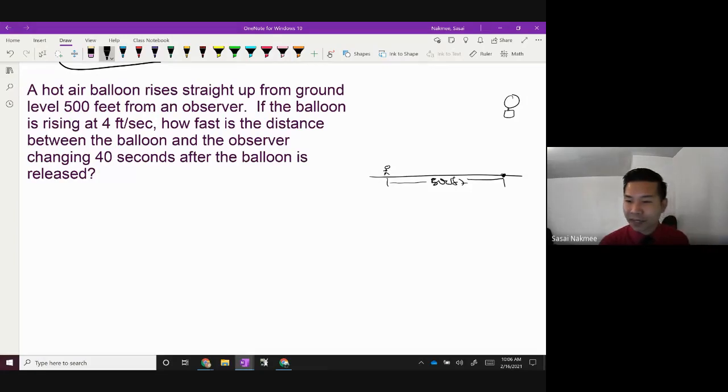So I'll say that again. A common mistake for this one is people will read this problem and say that the observer is 500 feet below the balloon, but that's not the case. They're saying that the observer is 500 feet from ground level where the balloon is rising straight up. So it's not 500 feet underneath it. It's 500 feet from ground level where the balloon has taken off, like so.